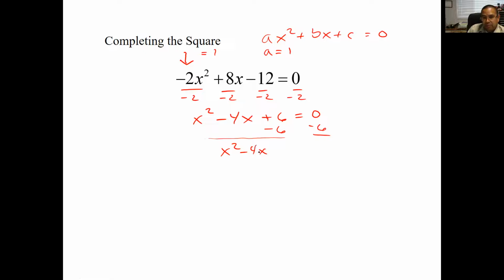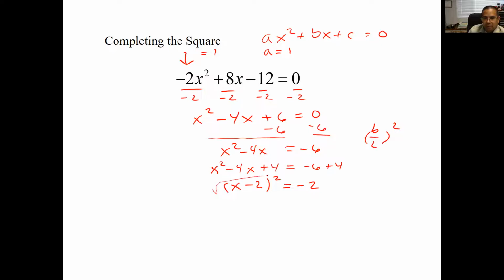All right, so this would be a 4. This is your -6. So remember, now is where we do half of b and square it. So here's our b, -4 divided by 2. That's -2. -2 squared is 4. So we would add 4 on both sides. Now we could factor this as a perfect square. And -6 plus 4 is -2. And now it's like the previous slide, solve by taking the square root.